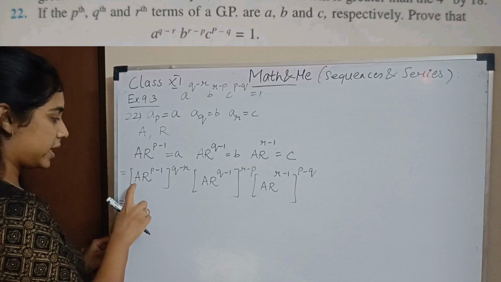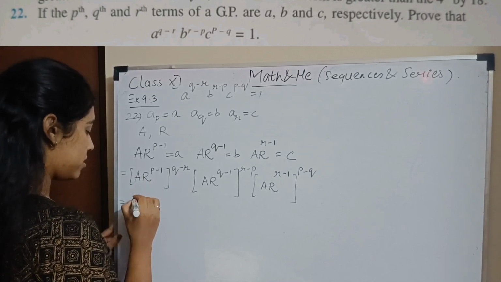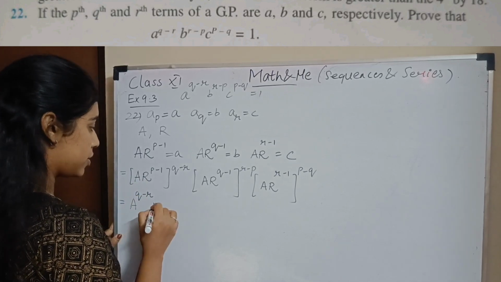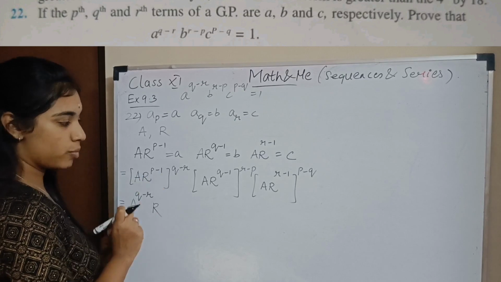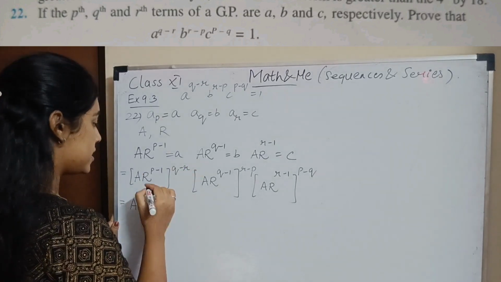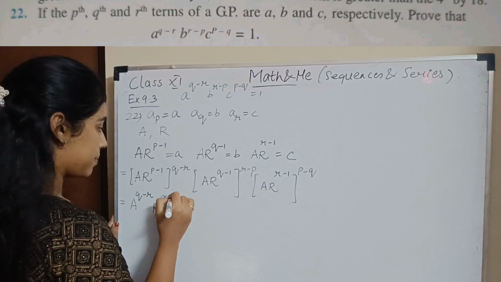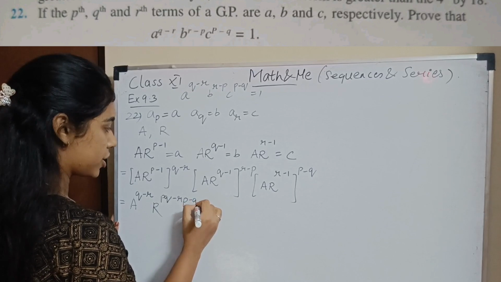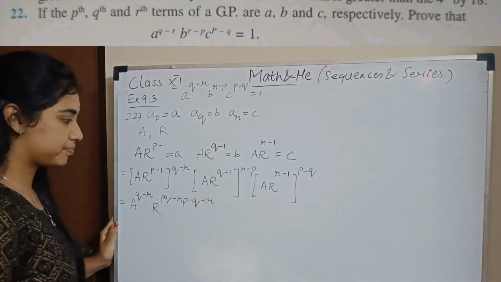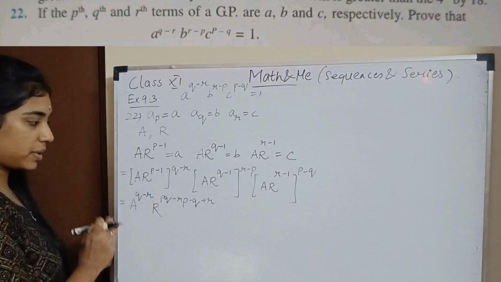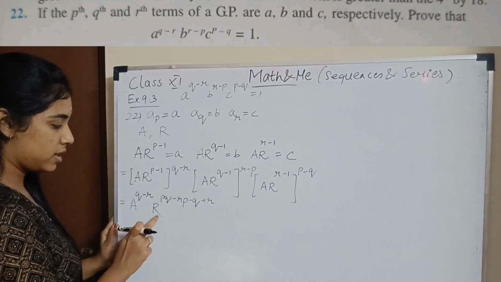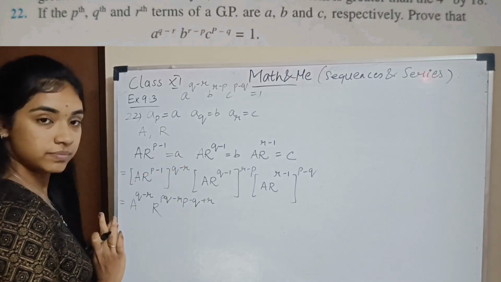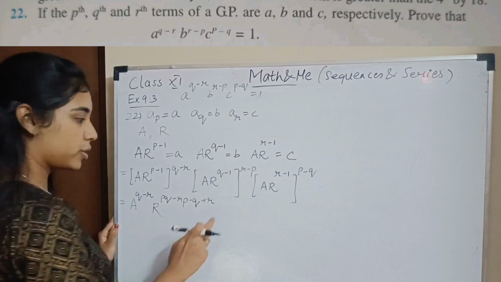So now what happens? A to the power q minus r. I have R to the power p minus 1 times q minus r. So let me multiply the terms inside. So I have R to the power pq minus rp minus q plus r. Okay? So we have A to the power q minus r, R to the power pq minus rp minus q plus r. Similarly we have to do this for the other two. You have to repeat the same thing.